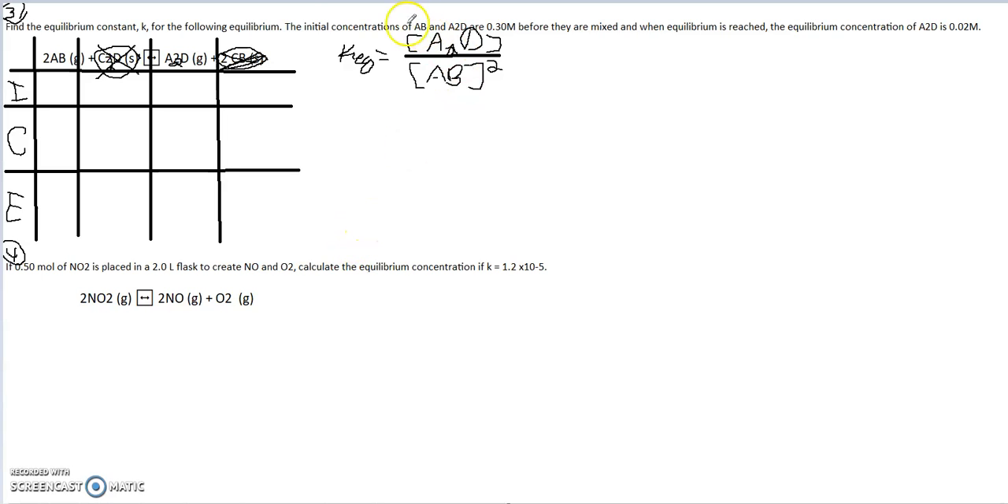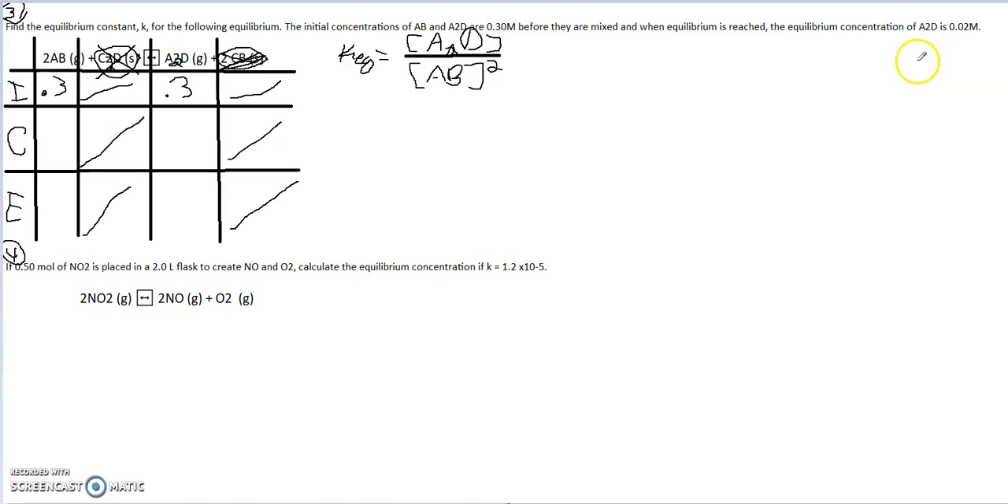For us right now, our initial concentrations of AB and A2D are 0.3 molar, so we fill that information in. We put in 0.3 here and we put in 0.3 there. If you recall, the solids don't get counted, so I'm going to draw lines saying, nope, we don't even need to worry about those in the problem.